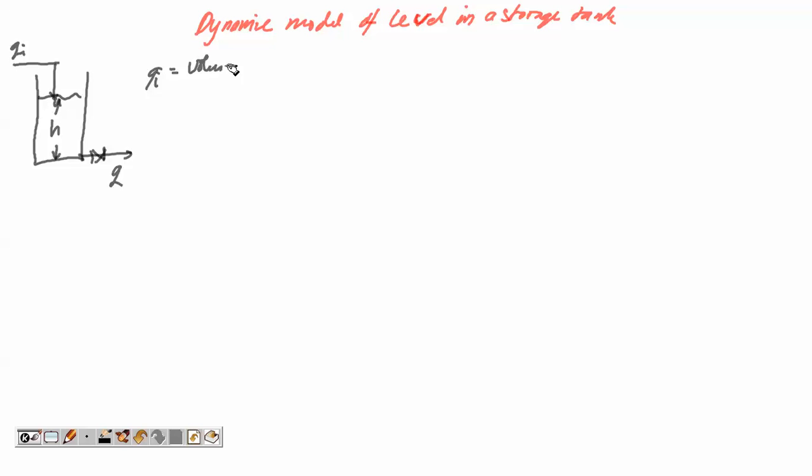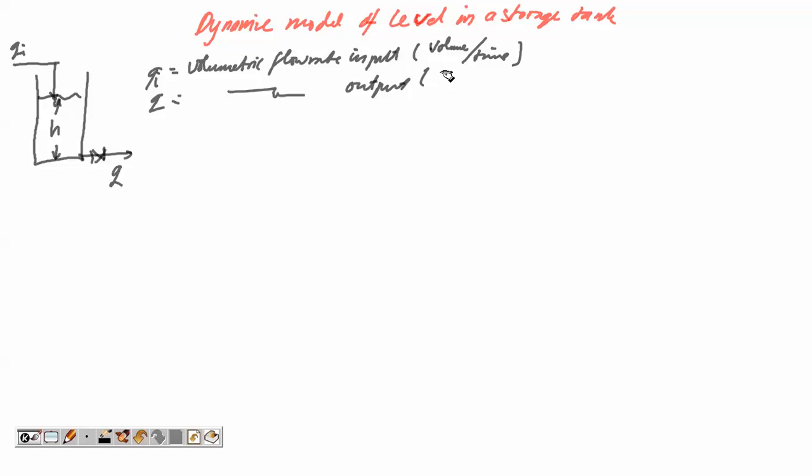So this one is the volumetric flow rate input. Volumetric means that the unit is volume over time. And Q is the volumetric flow rate of the output stream, and the unit is the same.